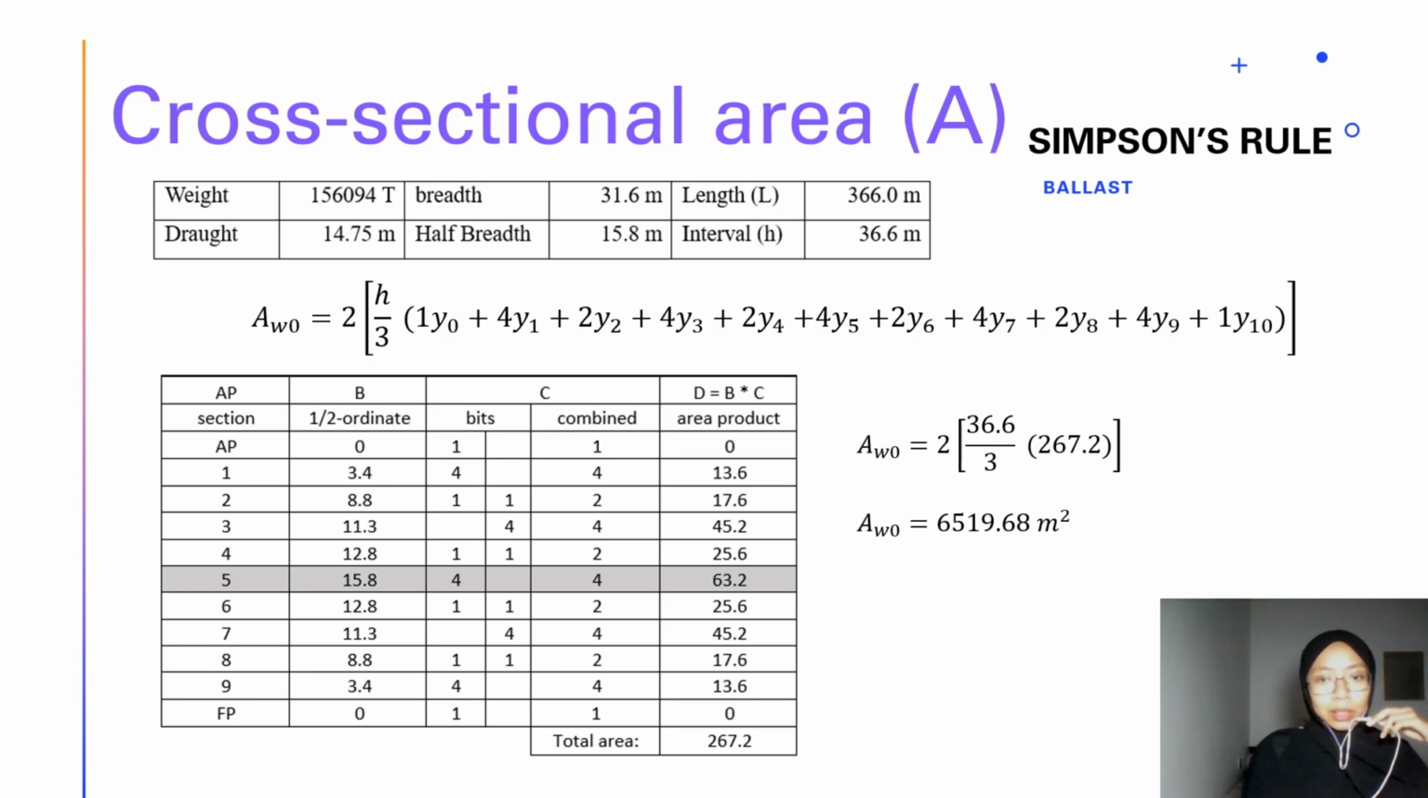The total area product that we multiply point B and C combined is 267.2. So insert it into the formula. The area for ballast is 6,519.68 meters square.